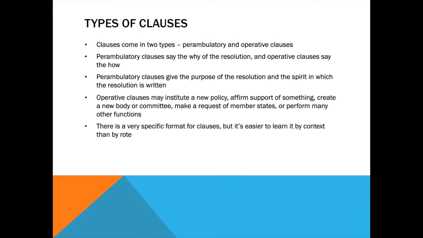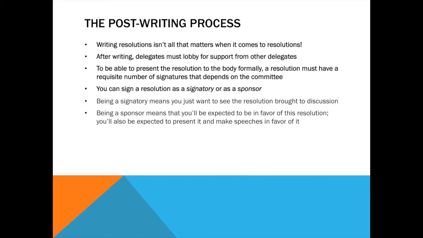Preambulatory clauses give the purpose of the resolution and the spirit in which the resolution is written, and operative clauses may institute a new policy, affirm support of something, create a new body or committee, make a request of member states, or perform many other functions. There is a very specific format for these two types of clauses, but it's way easier to learn it by context than by rote. So at the end of this video, I'll show you a sample resolution, and if you study that resolution, you'll be able to know the format for these various types of clauses without having to memorize the grammar relating to them.